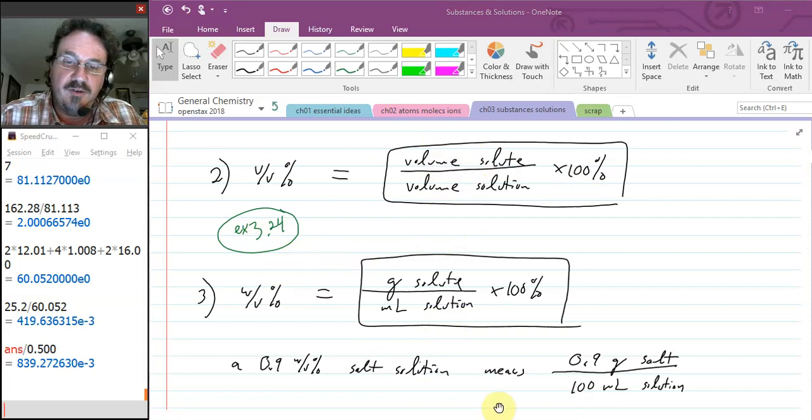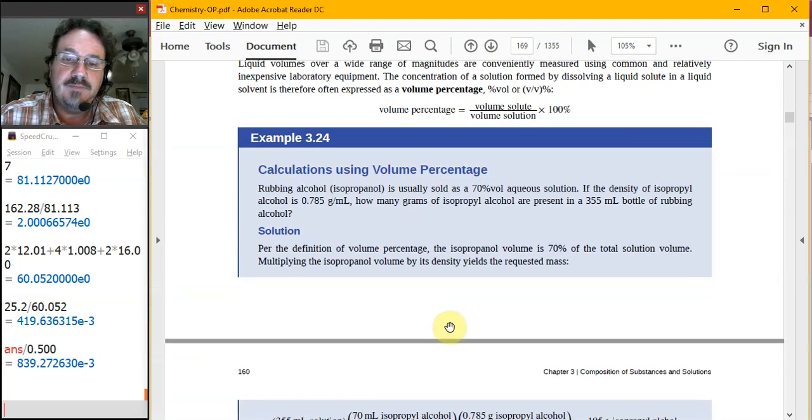Example 3.24, let's take a look at that one. Rubbing alcohol is usually sold in a 70% volume aqueous solution, so 70% by volume. Notice, in the previous example, they just said 37% or something like that. This time they say percent volume. Right? If they don't tell you exactly what the percent is they're talking about, you can assume it's mass by mass. Otherwise, they're going to tell you, like in this case, percent by volume.